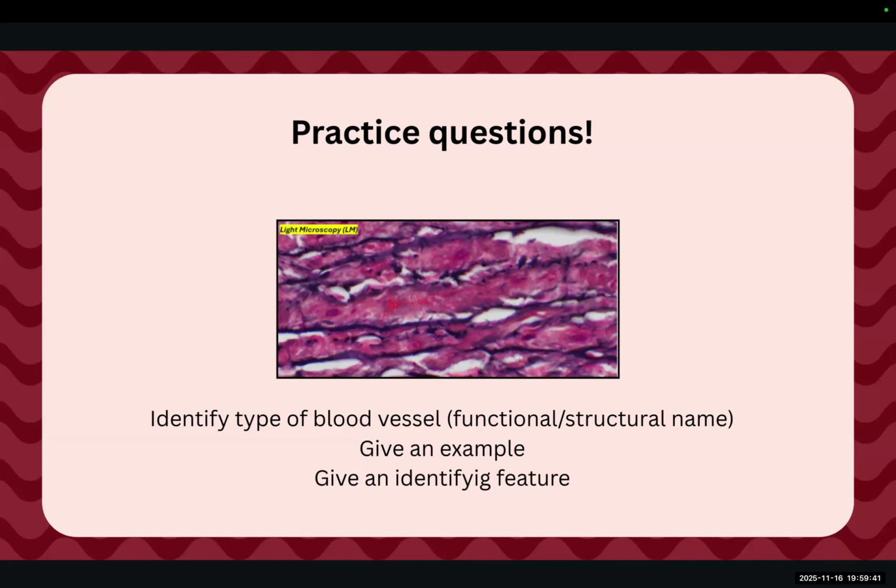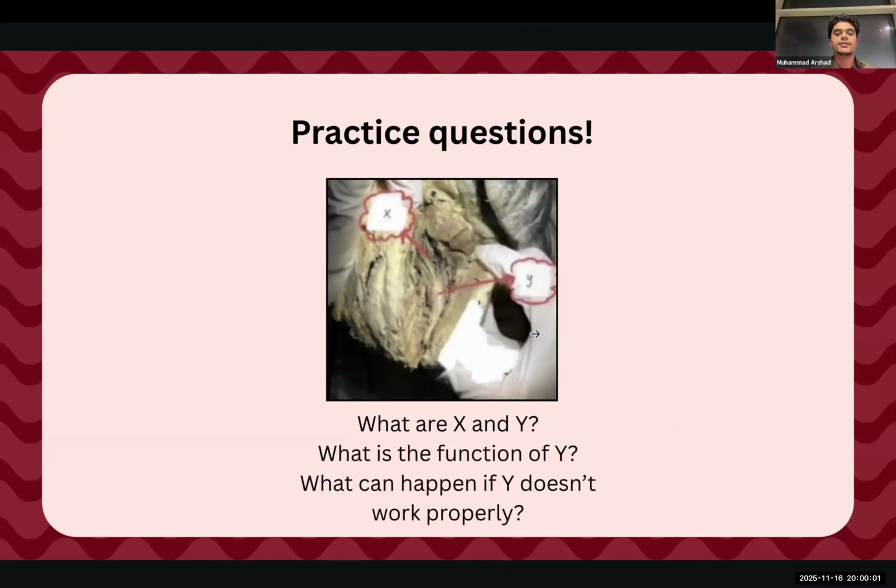So this is a large elastic artery, which is the functional name. The other name is the conducting artery. An example is the aorta. And an identifying feature is the many fenestrated elastic lamellae. Yep, that's completely correct.